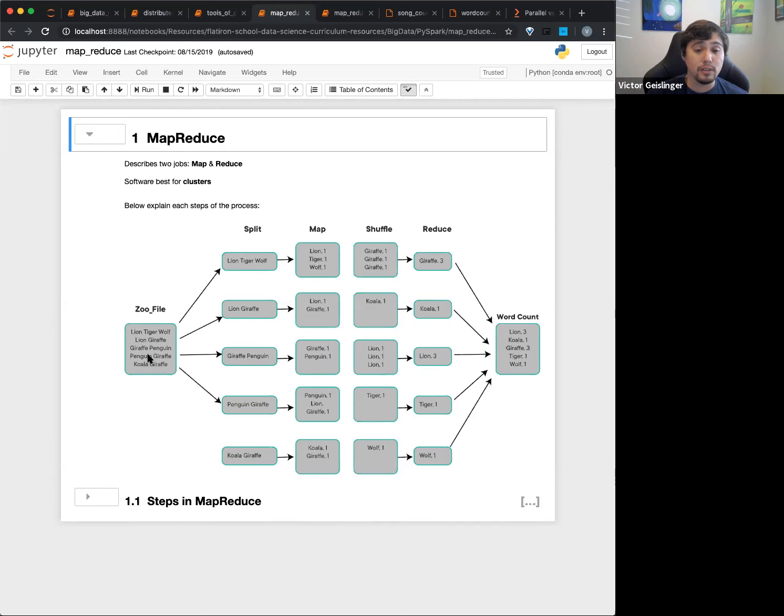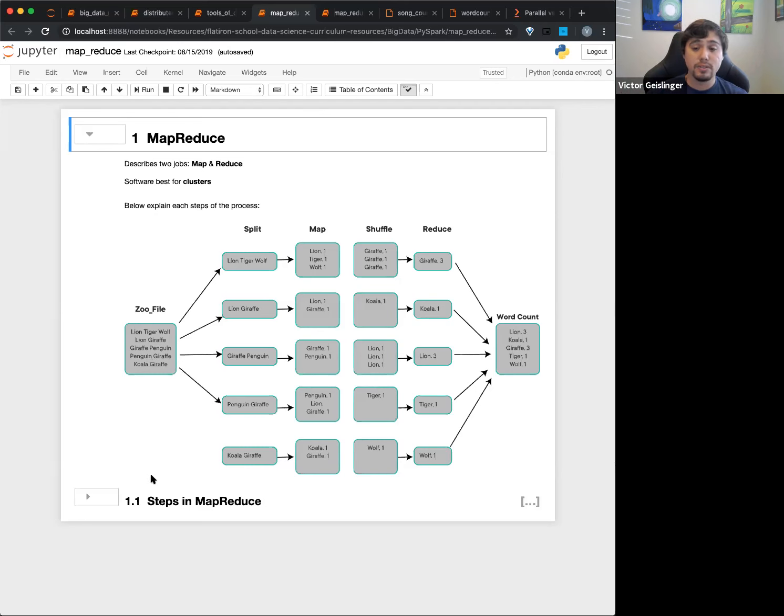And so what you can do is, if you had to do this yourself, you could get this one computer and feed it this information and count through it. But if your zoo file is very, very large, it might not be able to fit on one computer, and it might take a long time for you to actually process. So basically the idea here is we'll take this one big file, split it up, do our processes on it, and then combine it later on. So that's essentially what MapReduce does.